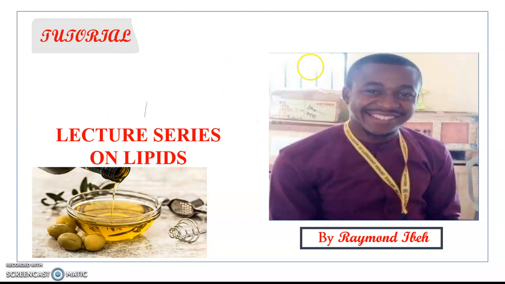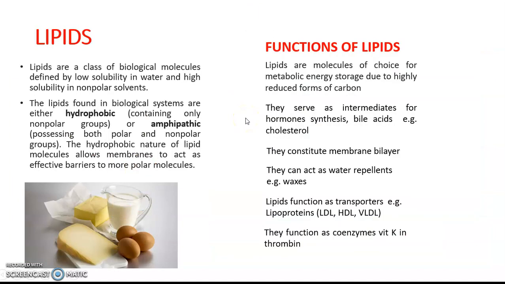So how do we define lipids, or what are lipids? Lipids are a class of biological molecules defined by their low solubility in water and high solubility in non-polar solvents. When we talk about non-polar solvents, we talk about solvents that are immiscible with water. Examples of these non-polar solvents are n-hexane, butane, dichloromethane.